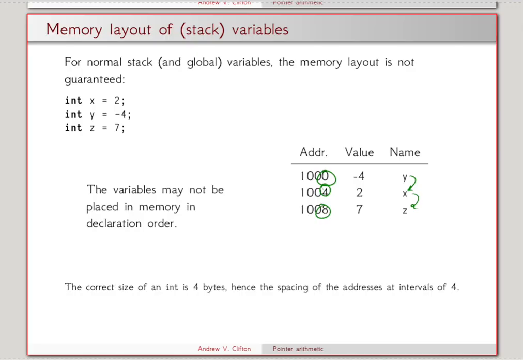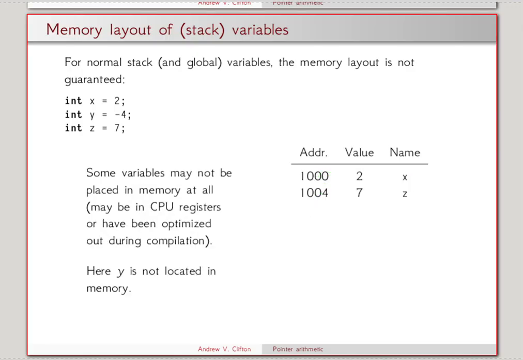It's even possible that one or more of these may not exist in memory at all. The CPU has some internal storage locations called registers that are the fastest place to store information. So if y doesn't need to be in memory, if we never take a pointer to y or anything that requires its address, the compiler may have put y into a register, which means it's not in memory at all. So for just normal variables, you can't make any assumptions about what their addresses will be.